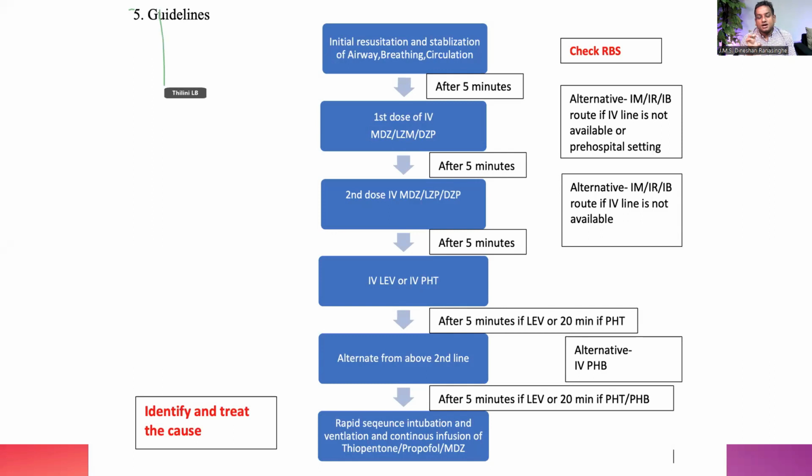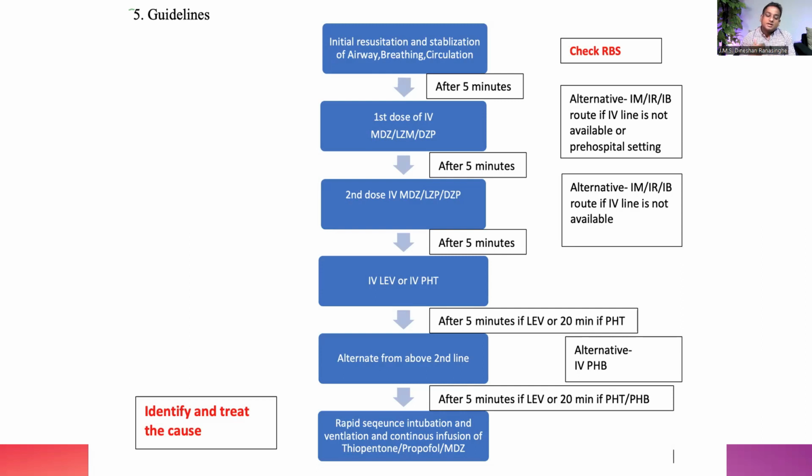That's why I put check RBS. And after the first 5 minutes, if the seizure is going on, it's very important that you have got the IV line in. So you give, if available, midazolam. If you don't have midazolam, give diazepam. Now, if you have failed to put the IV line, then there's no other way, but you will have to give either IM, intrarectal or intrabuccal benzodiazepine, midazolam or diazepam.